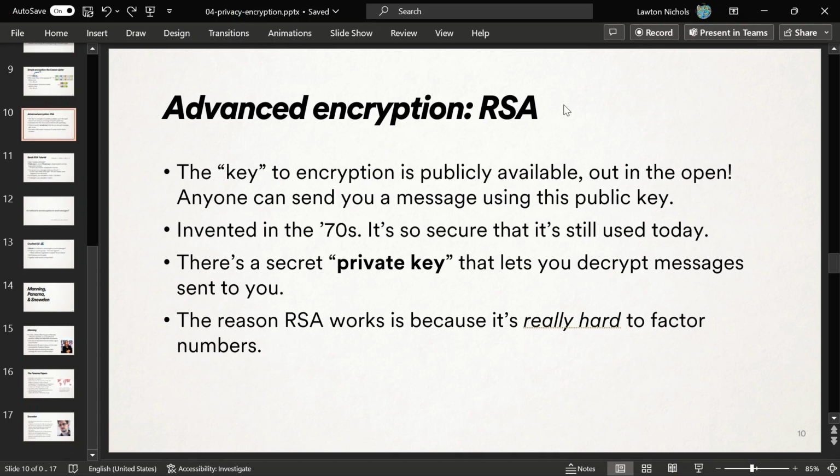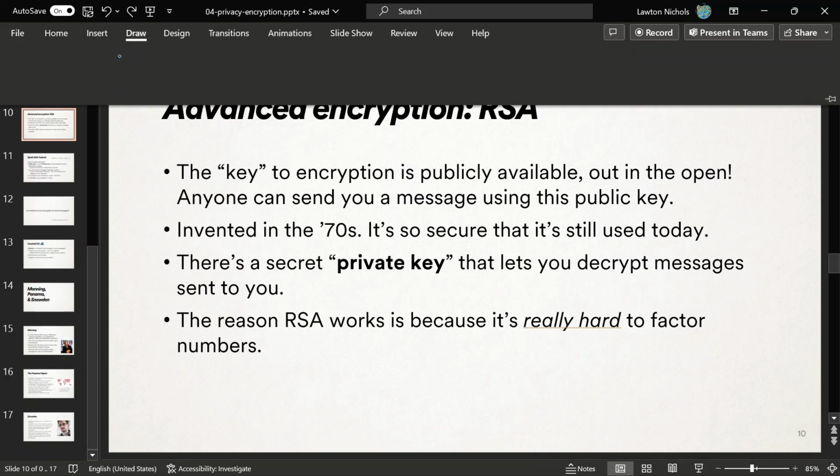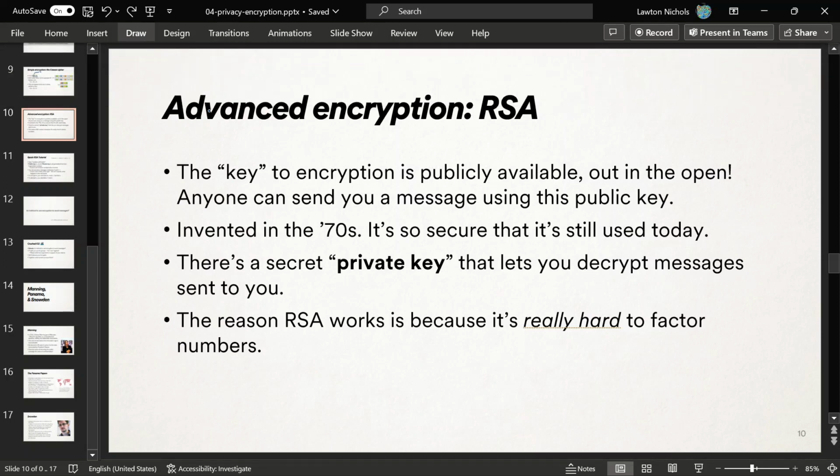Let me teach you about RSA. That's used in pretty much every website. That's how all of your data is sent safely. All right. So in RSA, there's two things, and they're called keys. Those let you decrypt things. So there's two kinds of keys. The key to encryption is publicly available.